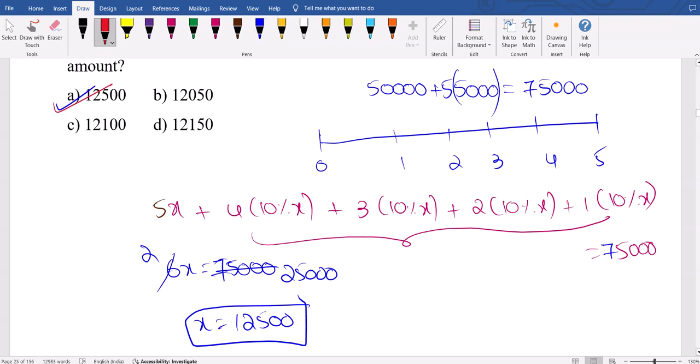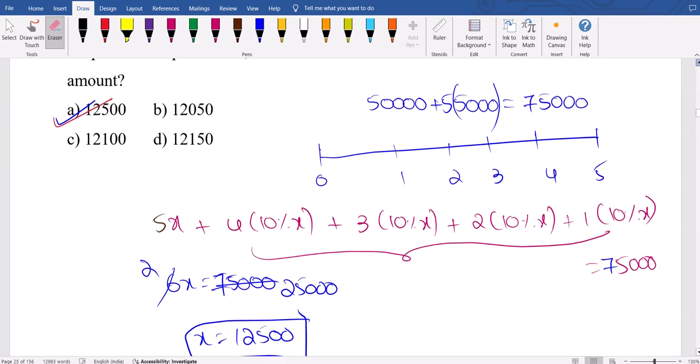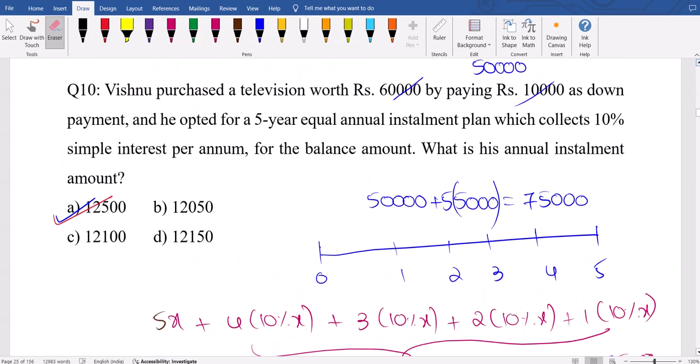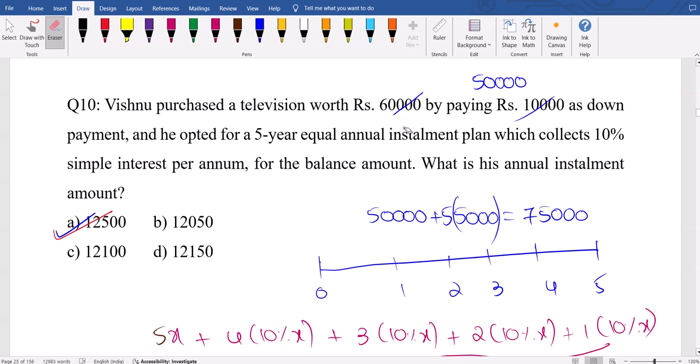I repeat the entire procedure, what is happening. Okay, I'll repeat it once again. Kindly focus. Installment concept. This is good question related to installment. See, 60,000 is what TV. You are given 10,000 down payment. 50,000 is the remaining pending. Right, and you opted for 5-year equal installment plan. Every year certain amount x you need to pay.